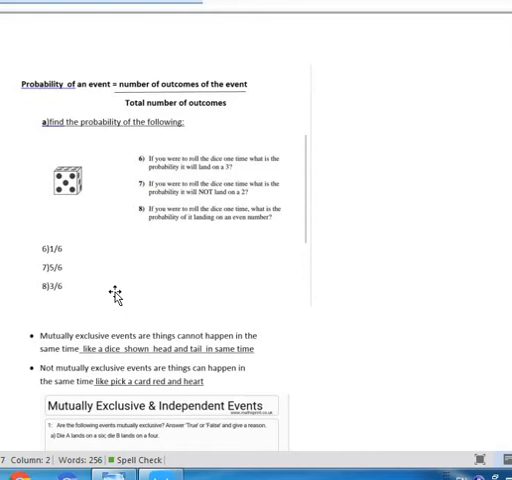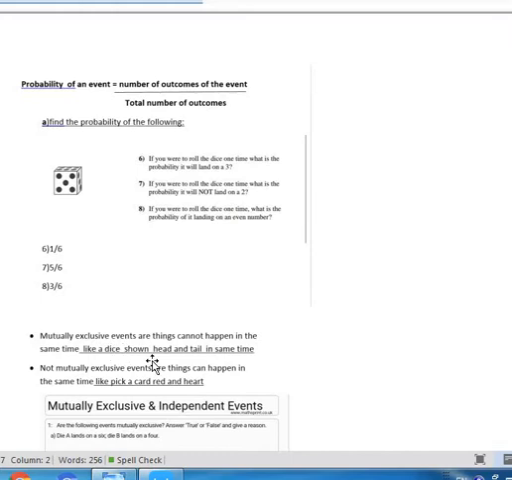If you are smart, you can see a fraction like this and simplify it. Simplify means divide. So instead of 3 over 6, I can write what? 3 divided by 3 is 1, 6 divided by 3 is 2. So it can be half, 1 over 2.